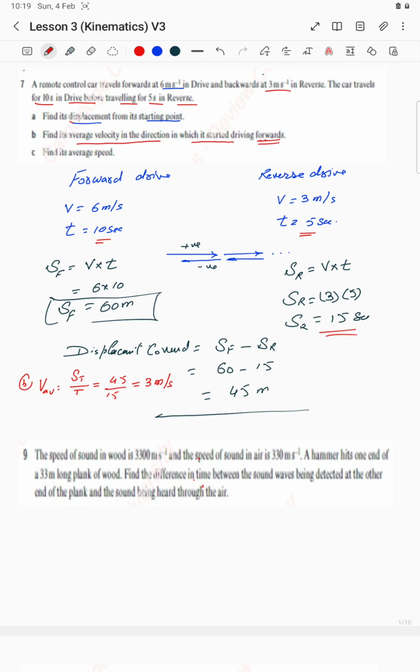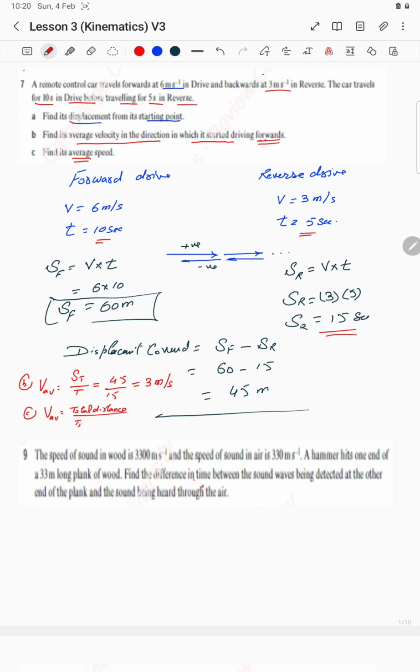And finally, the C part of the same question states: find its average speed. So average velocity and average speed are different. Average speed will be, instead of displacement, total distance divided by total time. I labeled this for average speed, because speed is a scalar quantity, so it needs to cover the total distance.